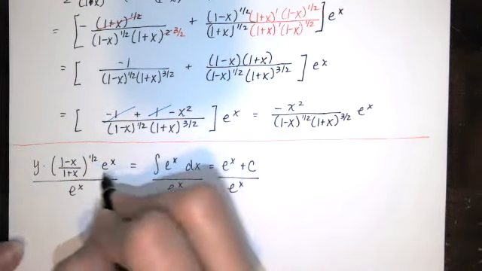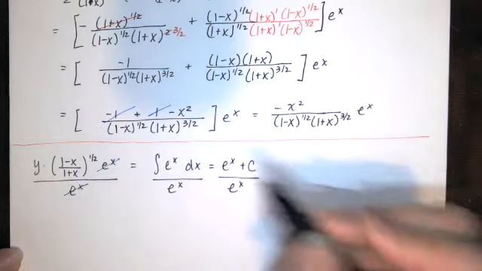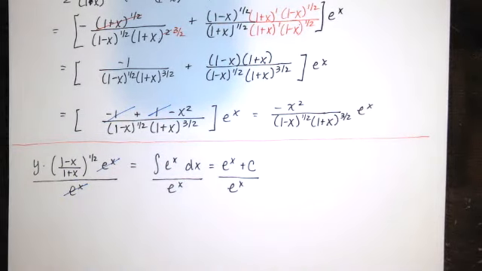So we're going to divide both sides by e to the x now. And we have this.